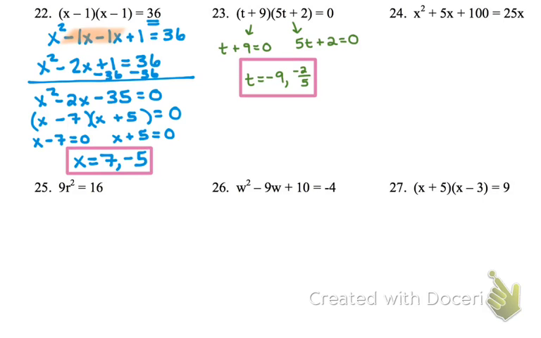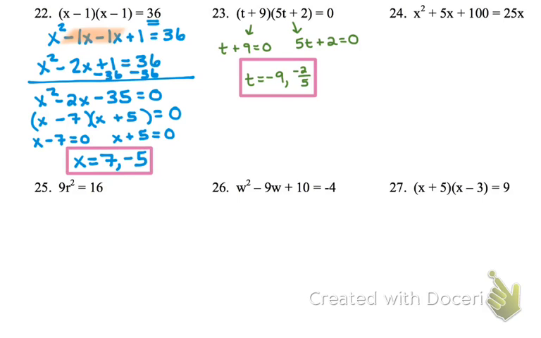So again, just harping on the difference between 22 and 23. 22, we did not have 0 on the right side, so we had to FOIL. With number 23, we already had 0 on the right side, and it was already factored, so we could just go right to our solving step.